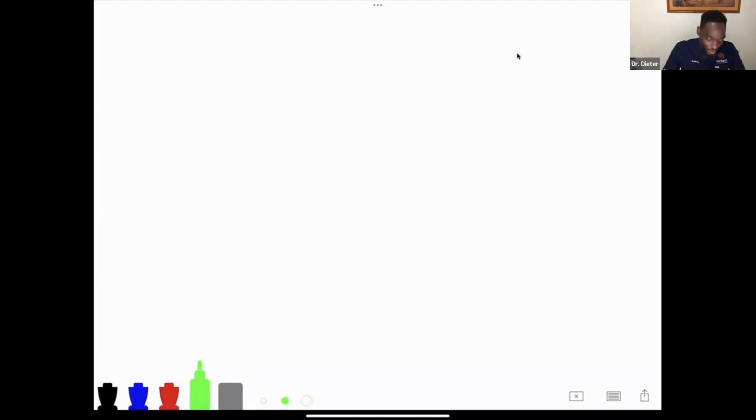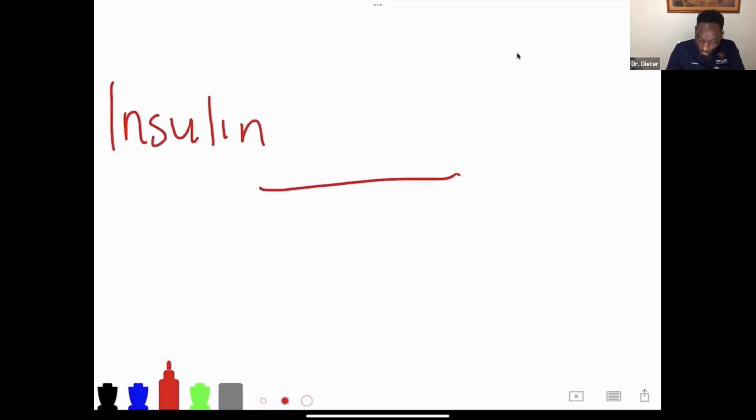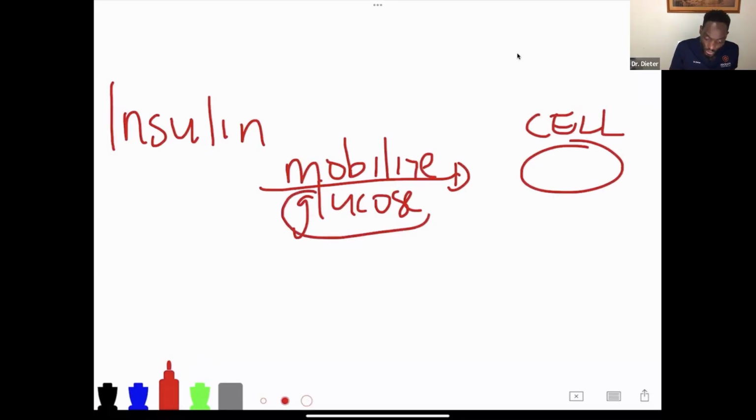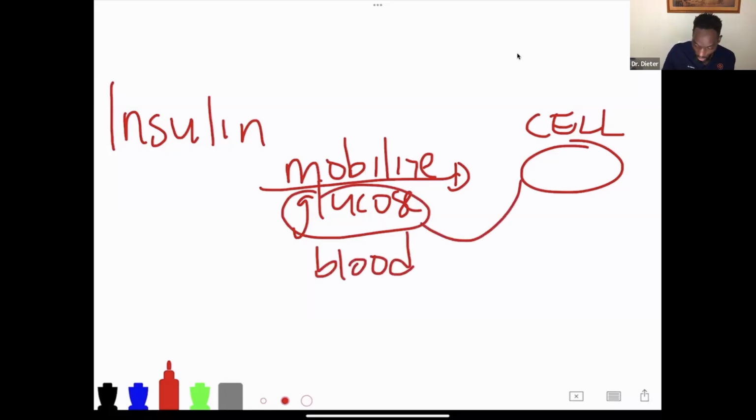And why is that? It's because of this job of insulin. This is the job of insulin. The job of insulin is to mobilize glucose out of the blood into the cell. You see, when we eat, the end product of absorption is the release of glucose into the blood. The job of insulin is to get that glucose out of the blood into the cell.